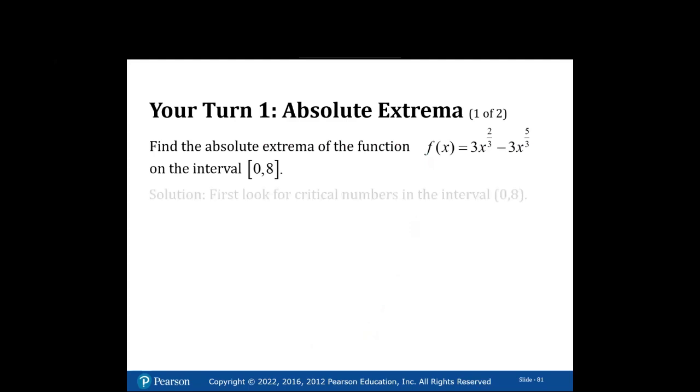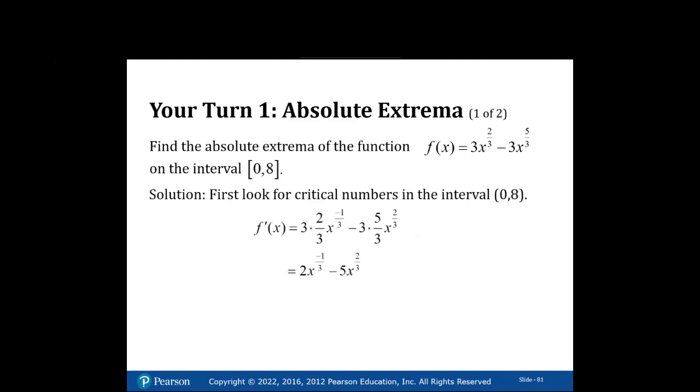So first thing, like always, find the critical numbers, right? So we need the derivative, set it equal to 0 here. Simplify, factor that out. And so we have this fraction, 2 minus 5 over x to the 1/3. Now we're going to set it equal to 0. We're going to solve for x.